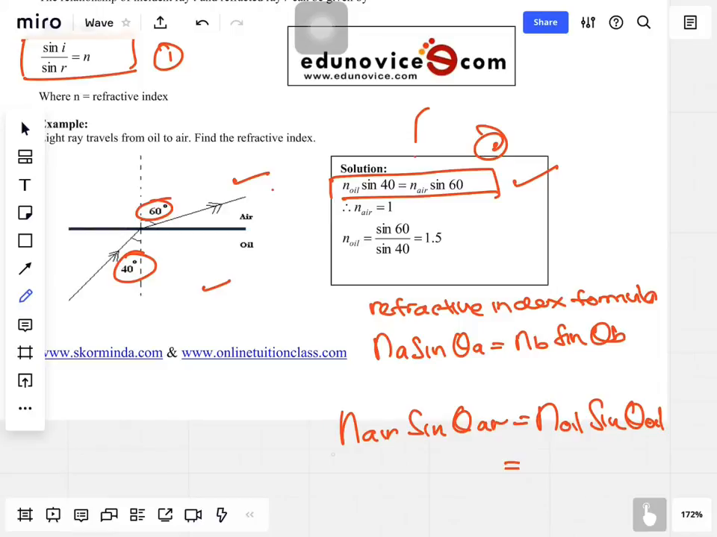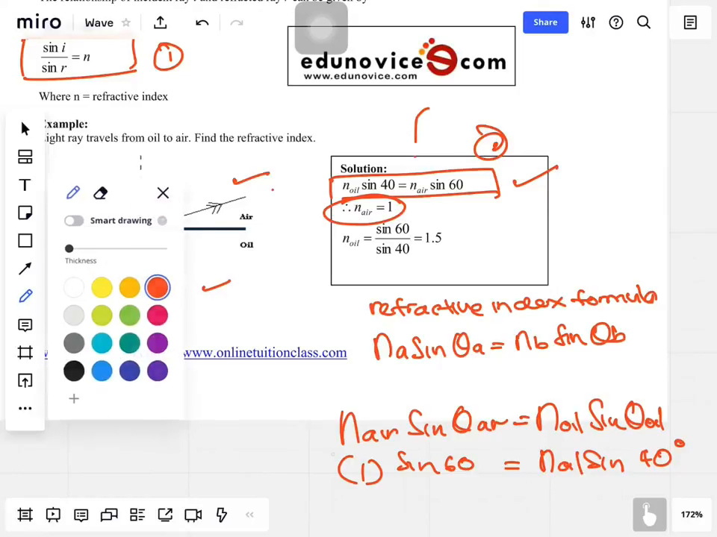So what is n air? n air is the refractive index of air, and normally n air is always 1. It's always a constant 1, regardless of whatever equation. Sine theta air is sine 60. And n oil is the refractive index of the oil, with sine 40, right?